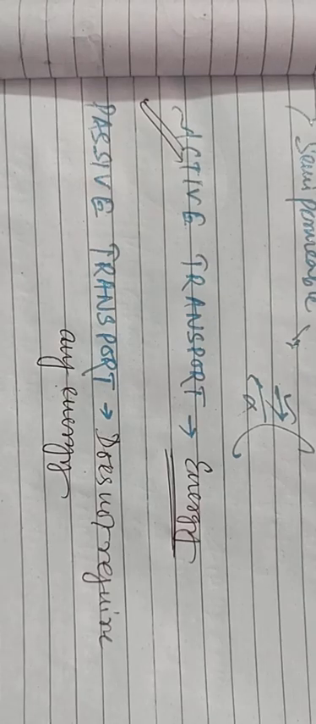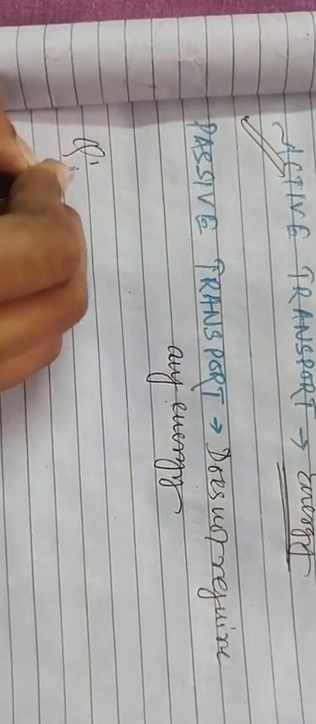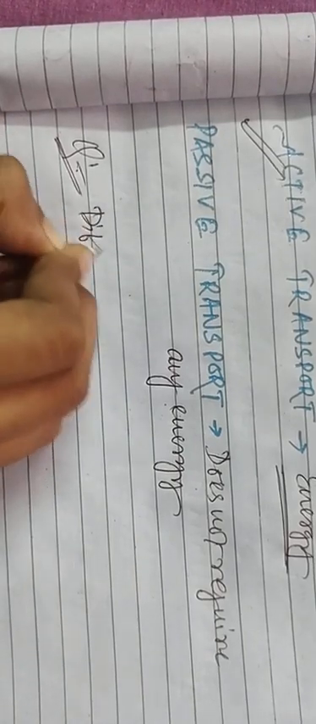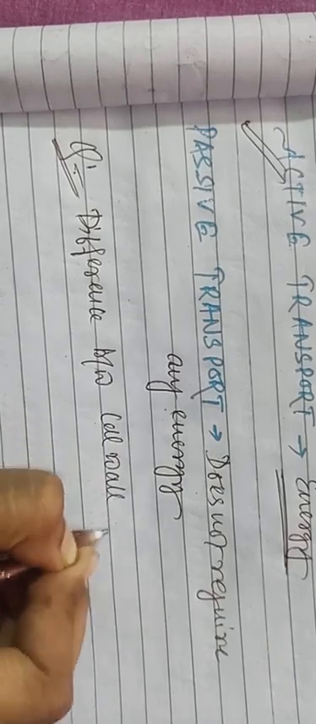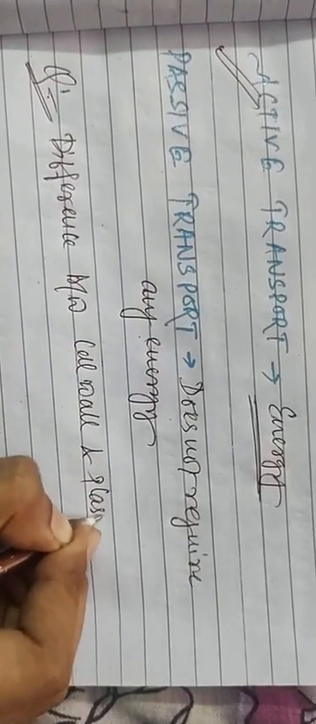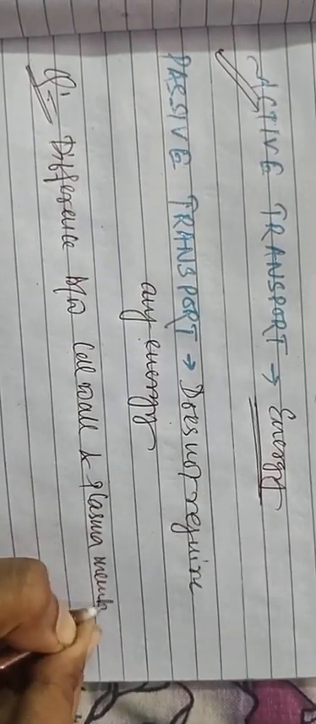And there is one important question, please remember: the difference between cell wall and plasma membrane. This is a very important question for your examination, and this is your homework, the difference between the cell wall and plasma membrane. In our next class we will discuss this difference again, because this is a very important question. And in our next video we are going to start the cell organelles.